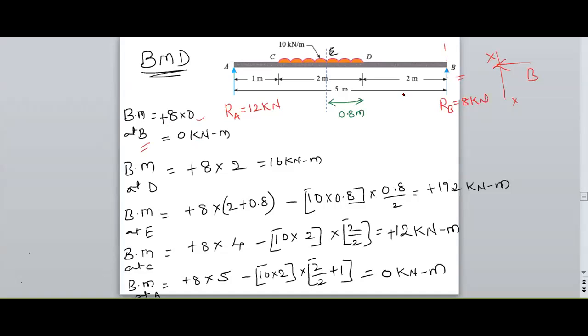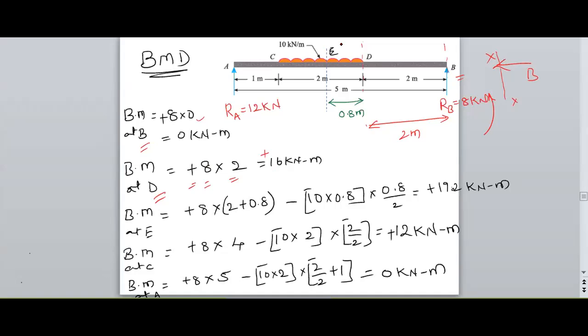RB into 0. Next, the section is at D now. The right hand side forces are RB and its perpendicular distance from this section. From D to RB, what is the distance? It is 2 meters. Therefore, 8 into 2. And due to this load, it is anticlockwise direction, so it is positive. Therefore, a positive 16 kilonewton meter is the value here.